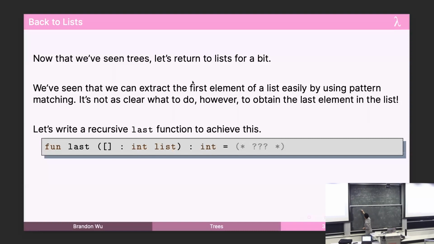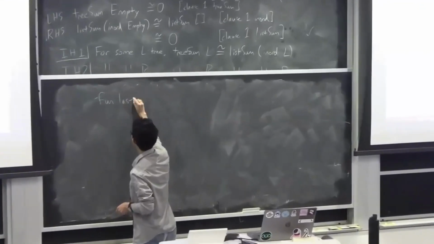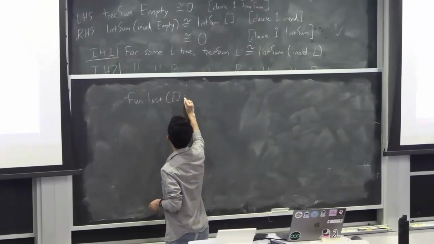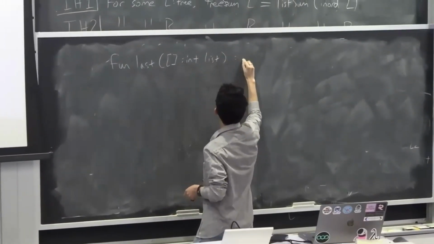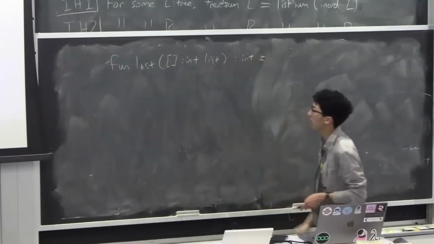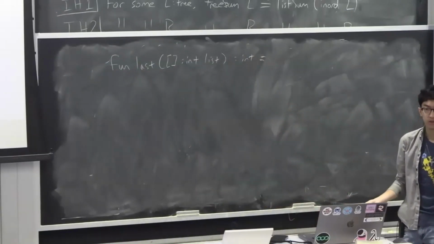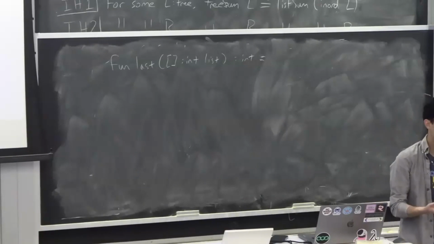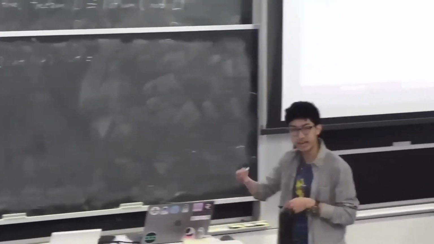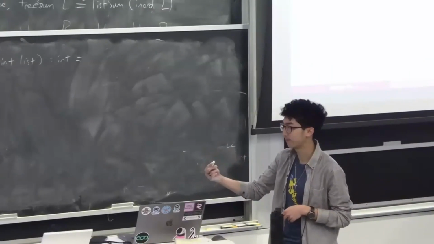And I'll write this out with you. So last, and I want to take in an int list and then give you back an int, right? But what do I return in the base case? Well, I don't have a last element, right? So what we could do is we could raise an exception. Okay, we could not handle it and then force handlers of this function to deal with it.